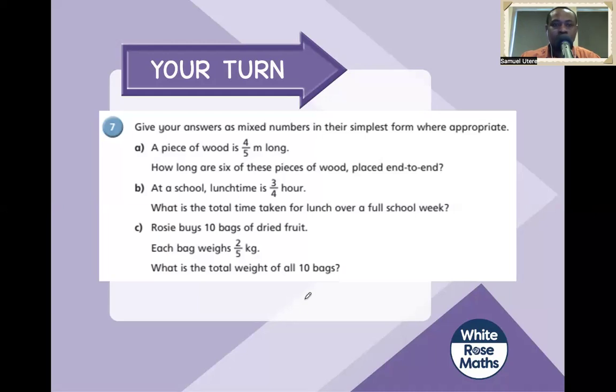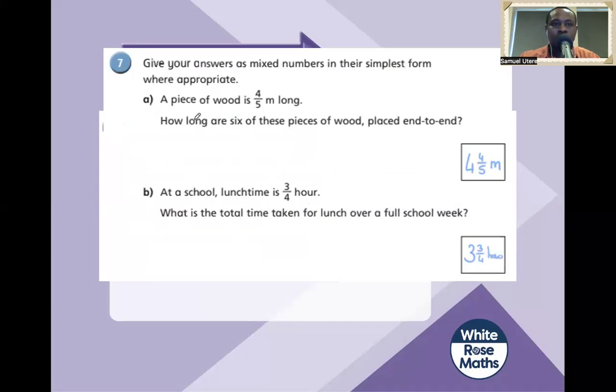Let's discuss them. So for question 7, A and B, you were asked, give your answers as mixed numbers in their simplest form. So a piece of wood is 4/5 meter long. How long are 6 of these pieces of wood? Of course, remember, we need to express as 6 lots of 4/5, which will be 24 over 5.